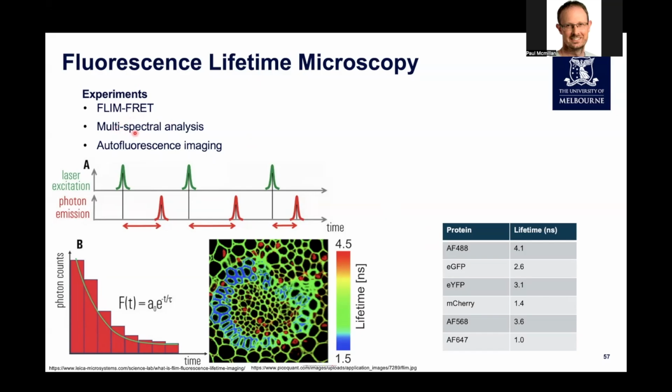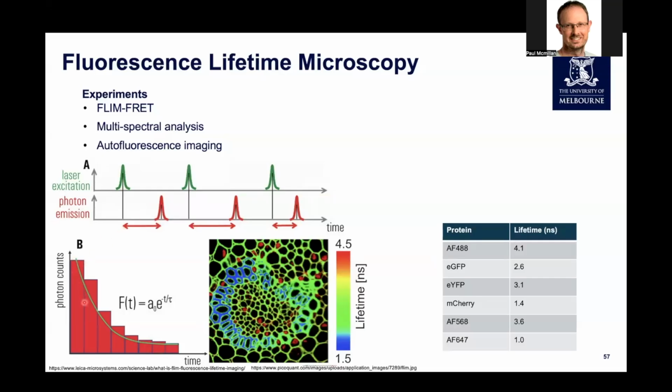I mentioned fluorescence lifetime can be very useful for FLIM-FRET applications. We can also use it for multispectral analysis, so again trying to separate out multiple fluorophores. We can also use it for autofluorescence imaging, so things like imaging NADH, NADPH, that type of readout. In this case, we excite our samples with pulses, and what we're looking at is to measure the time difference to when we actually collect the photon on the detector. And this difference we can read out as a proxy for the lifetime of the fluorophore.